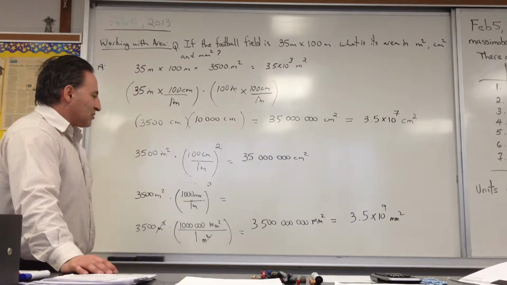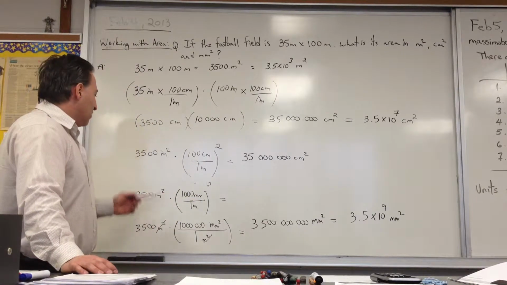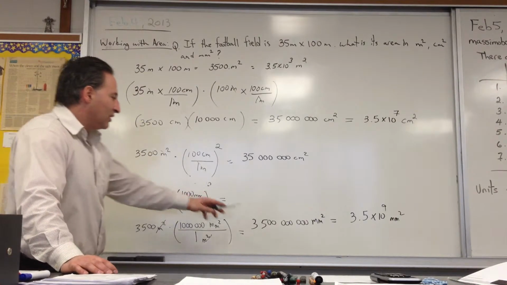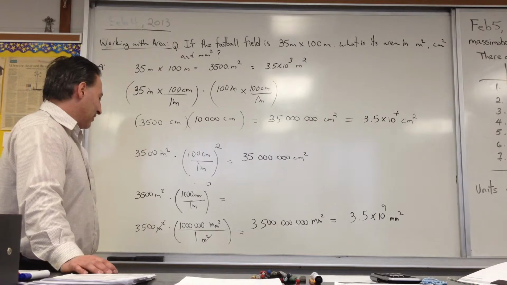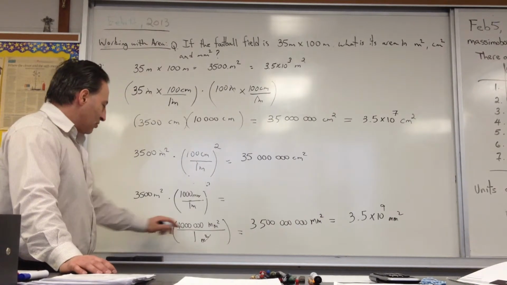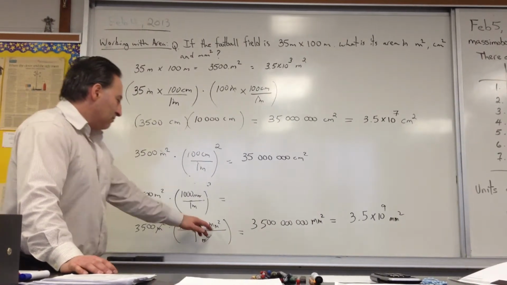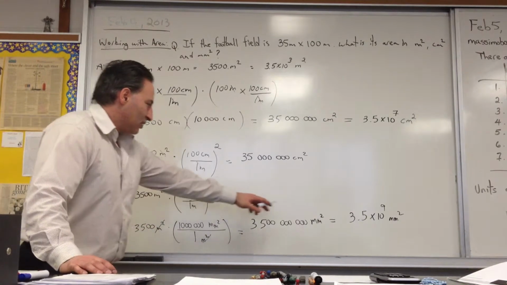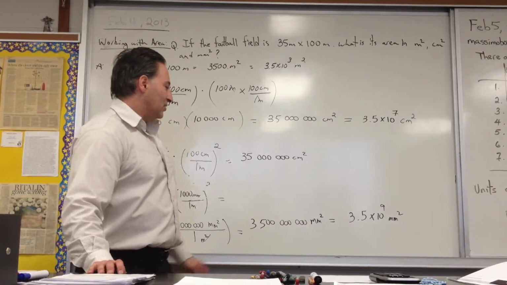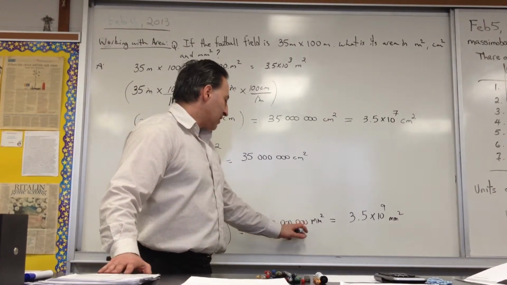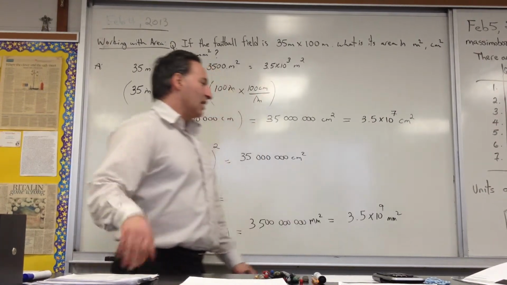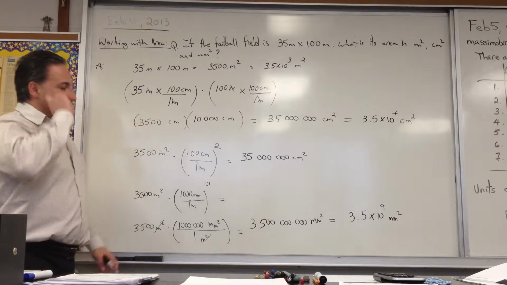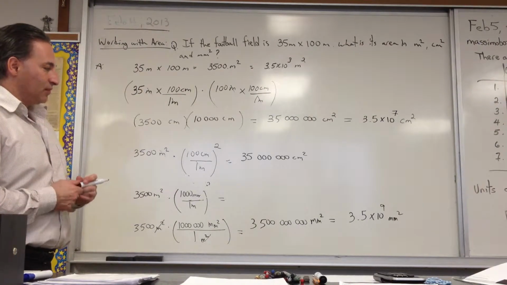So 1,000 times 1,000 gives you a million. 3,500 times a million gives you 3.5 billion, 3,500 million. Notice how the meters squared cancel. Millimeters doesn't cancel, and so it's transposed to the final answer. And again, if I took the decimal place and I moved it over 9 times, I would get 3.5 times 10 to the 9 millimeters squared. Same answer written in scientific notation.